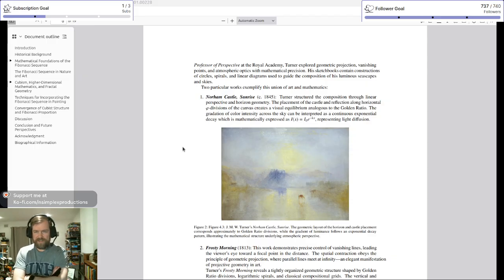Bring it, famished. Tell me where the phi is in this particular painting. Gradation of color intensity across the sky can be interpreted as continuous exponential decay. I don't agree.